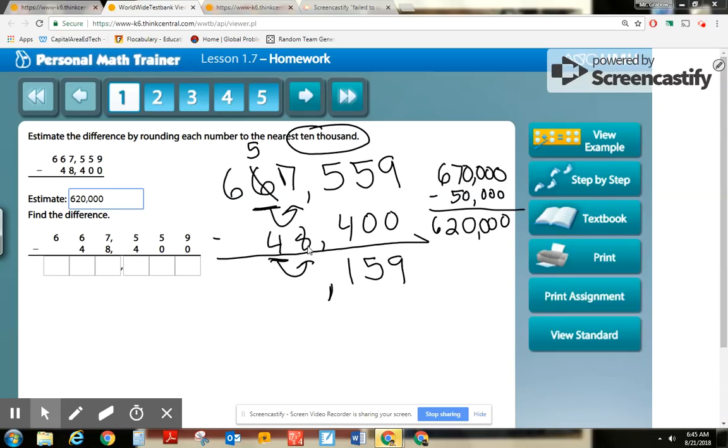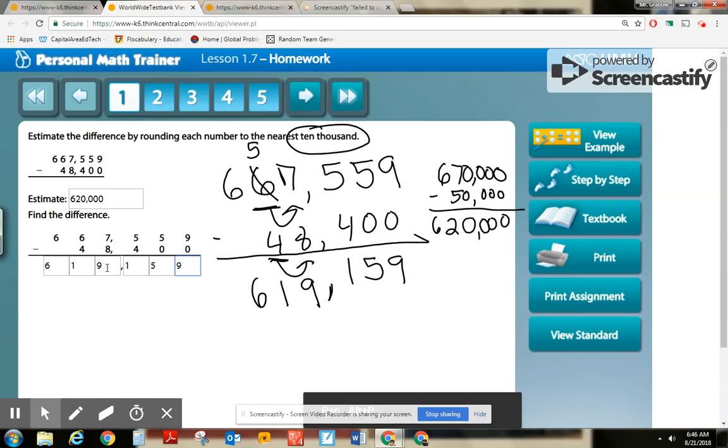You can count up: 9, 10, 11, 12, 13, 14, 15, 16, 17. And you get 9. 5 take away 4 is 1. 6 take away, well, there's nothing there, so I just put it down, 6. So my answer is 609. Oops, one number in each place value: 619,159. Little hint to get from box to box in a more efficient way: just press tab on your computer. That really helps.